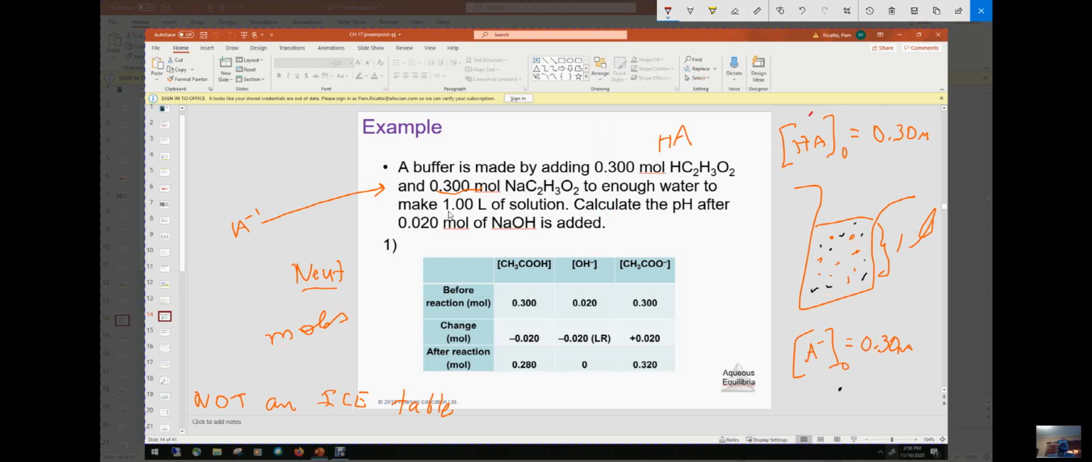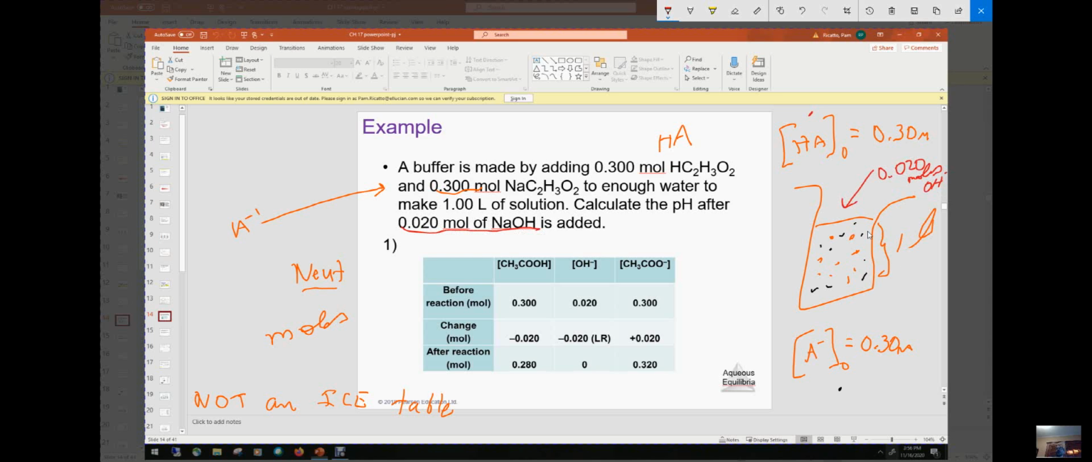Someone comes along and they take 0.2. Now they gave it to you already in moles. If they gave you the concentration and the volume, you'd have to calculate moles. Remember, moles. We don't care about the sodium. We care about hydroxide. So I'm going to add 0.02 moles of OH minus.